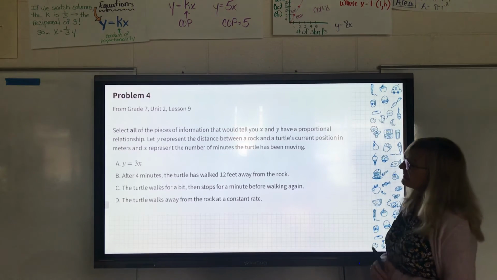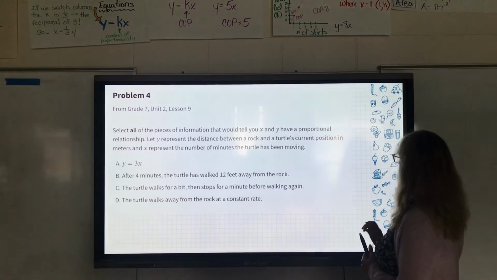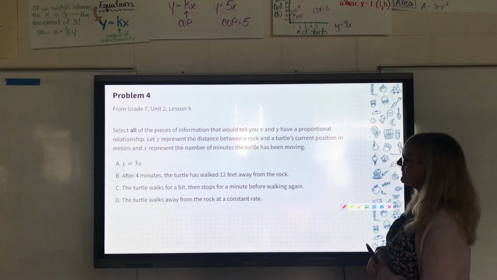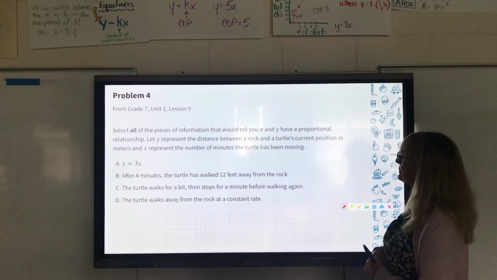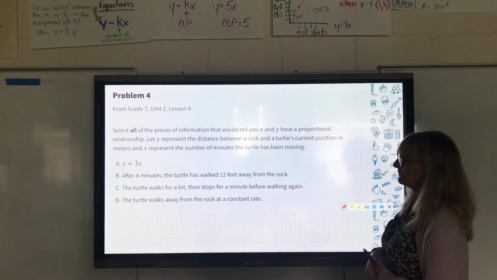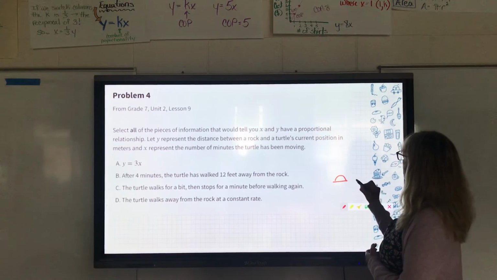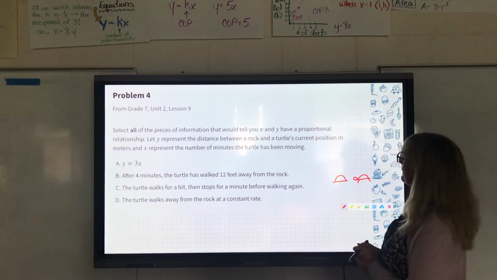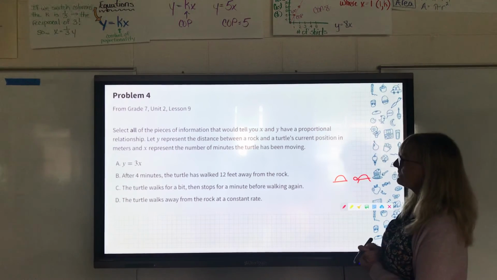Question 4, select all the pieces of information that would tell you X and Y have a proportional relationship. Let Y represent the distance between a rock and a turtle's current position in meters. So we got a rock and we got a turtle. Okay, there's our turtle. There's our rock. X is the number of minutes the turtle has been traveling.